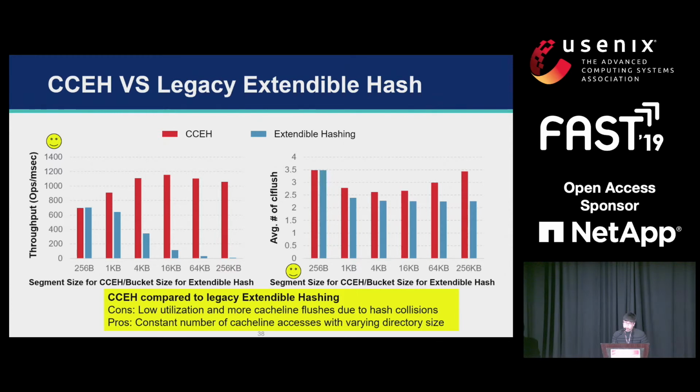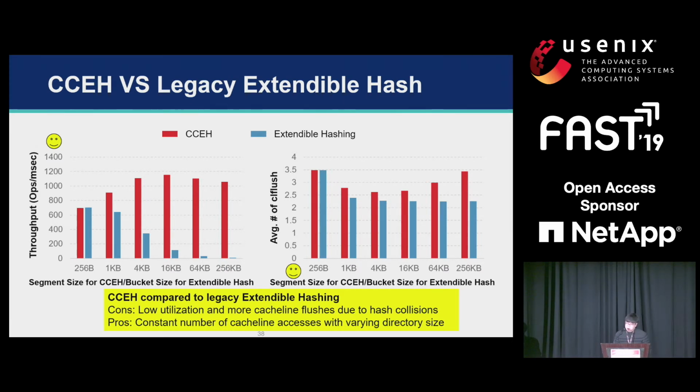First, we quantify the performance implications of our CCEH design vectors. The left graph shows the insertion throughput of our CCEH and the legacy extendable hashing, varying the size of the buckets and segments for each implementation. As we increase the bucket or segment size, legacy extendable hashing suffers from a larger number of cache line accesses, whereas our CCEH always accesses only a fixed number of cache lines. Therefore, the insertion throughput gap widens as we increase the segment size.